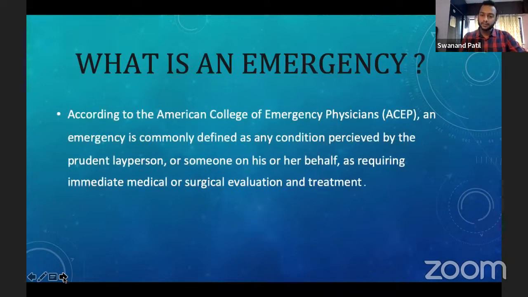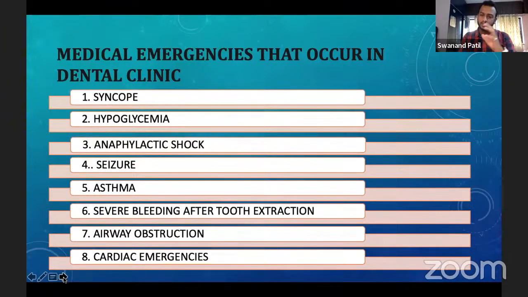So what is an emergency? According to ACEP, an emergency is commonly defined as a condition perceived by a layperson or someone on his behalf as requiring immediate medical or surgical evaluation or treatment. These are some common medical emergencies that can occur in a dental clinic.